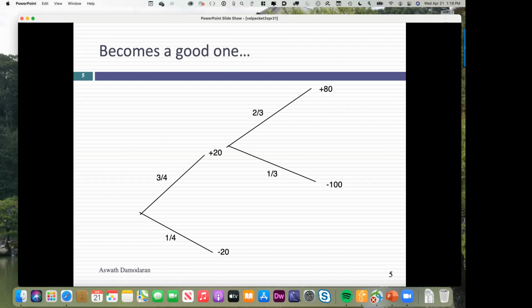This is like magic. I took a decision tree that had negative payoff, and by just tweaking it, I made it into a positive value investment. So here's my follow-up question. What is it about the second decision tree that gives you an advantage as an investor over the first one?